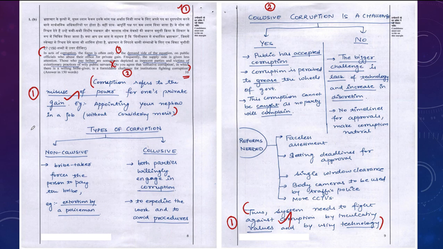Let's now go into the body of the question which has been asked here. As we know very well, in the question there are two segments, so she needs to address those two segments mandatorily in her answer writing, students. If you look at it, the first subheading, types of corruption, focuses on the first segment of the question, and the second subheading, collusive corruption is a challenge or not, addresses the second segment of the question, and in the third segment she talks about the solution to the issue, that is what are the futuristic reforms which should be adopted or needed to eradicate this problem of corruption.